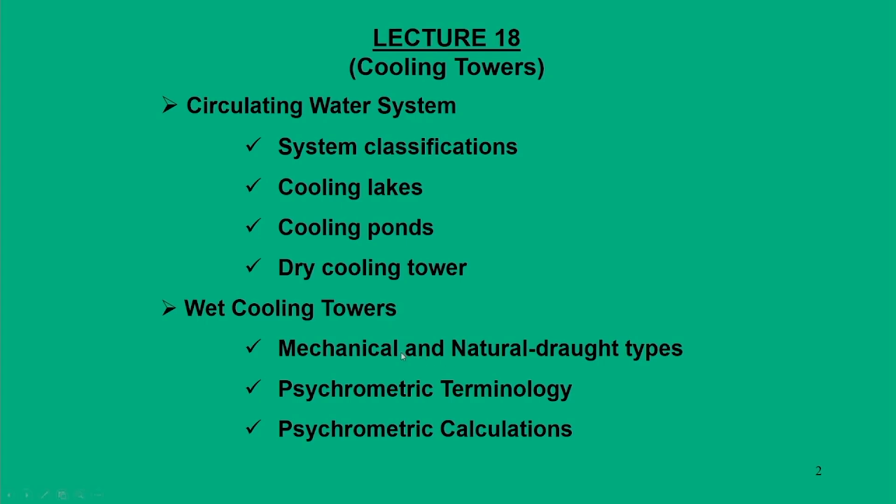One of the most important aspects of the wet cooling tower is the mass and energy balance equations that need to be solved. For that we require psychrometric terminology, and we will see how that terminology will help us in doing the various calculations for a wet cooling tower. This is the overall view of the cooling tower sections.